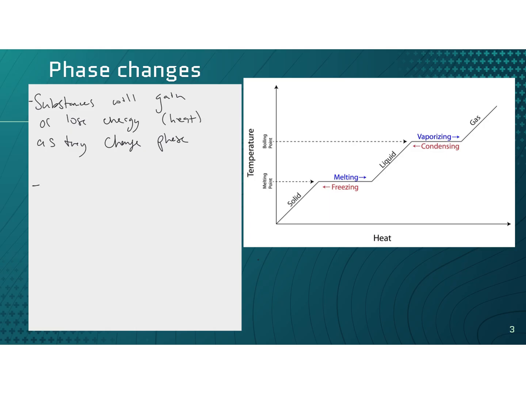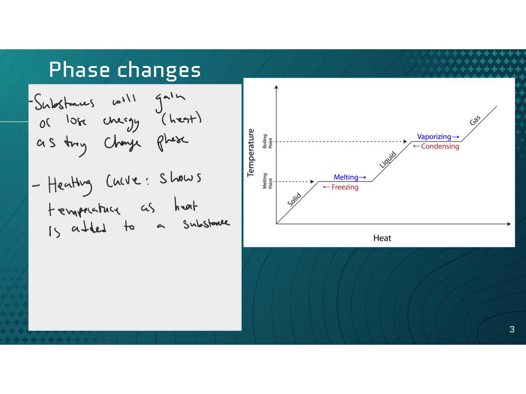And what we use to visualize this is known as a heating curve, which is shown over on the right. And this shows temperature as heat is added to a substance. So over here, for example, let's say this is a heating curve of water. On our x-axis we have heat, and on our y-axis we have the temperature. And so you can see here, during the point in time where water is a solid, the temperature increases as you add more energy.